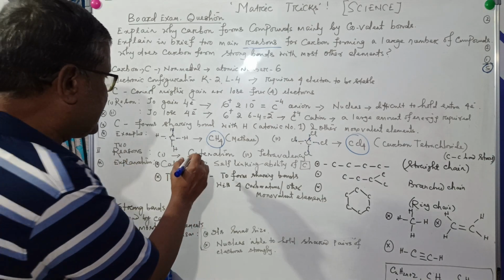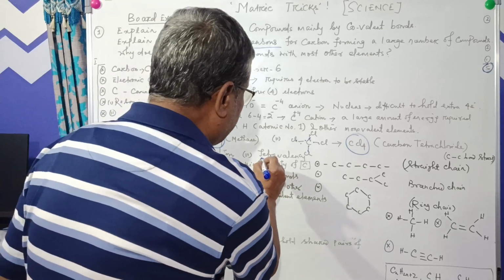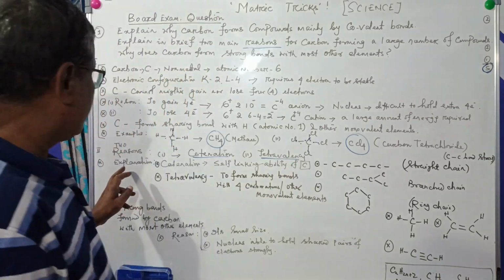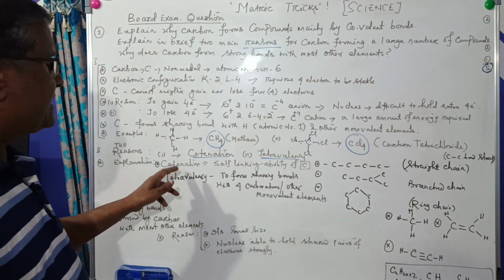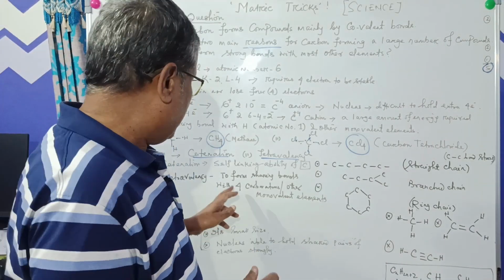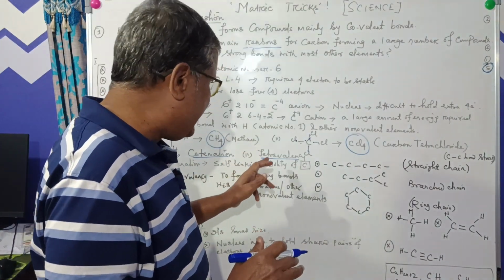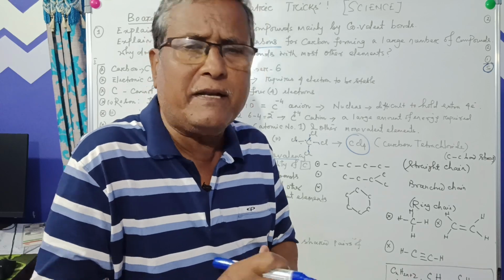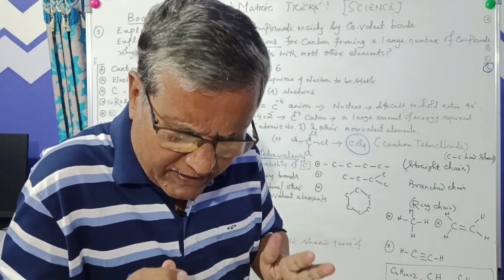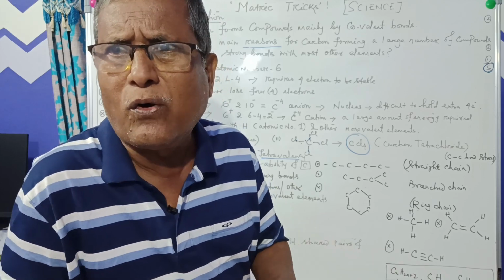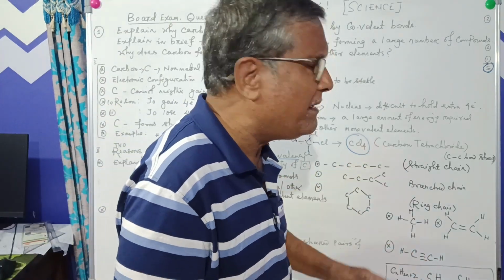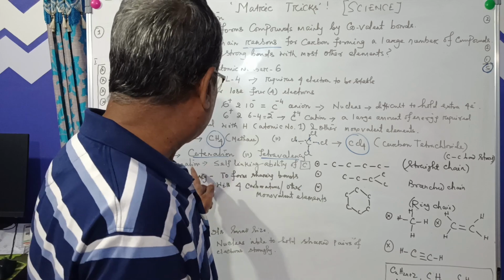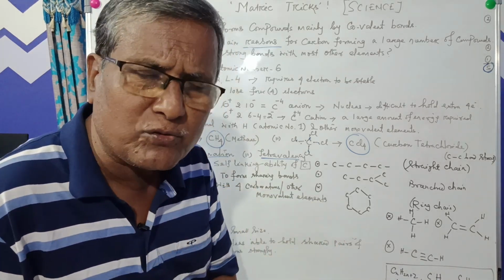The 2 reasons are catenation and tetravalency. Now see, we have explained what catenation is. Catenation means the self-bonding or self-linking ability of carbon. Carbon makes bonds with other carbon atoms. As a result, many carbon atoms form a long chain. So this self-linking ability of carbon is called catenation. Carbon bonds with other carbon atoms.